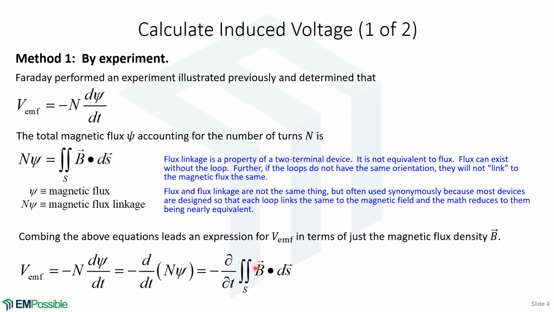That's because this is the only thing that can be changing with time, so let's associate it directly. And that's as far as we'll go on this page. But we now have the induced EMF equals the negative surface integral of the time rate of change of the magnetic flux density. A lot of reuses of the word flux there.